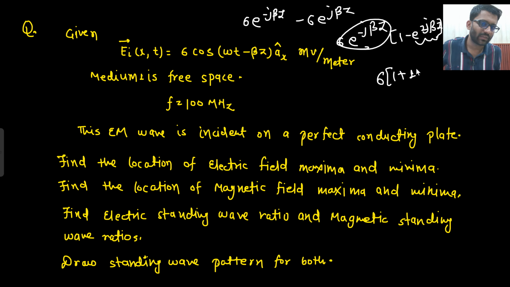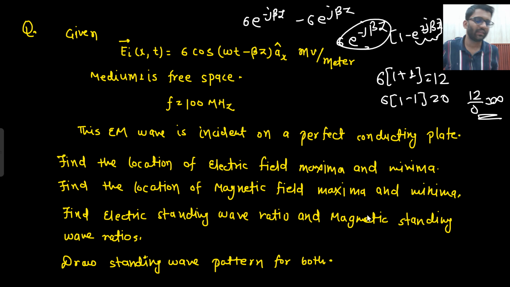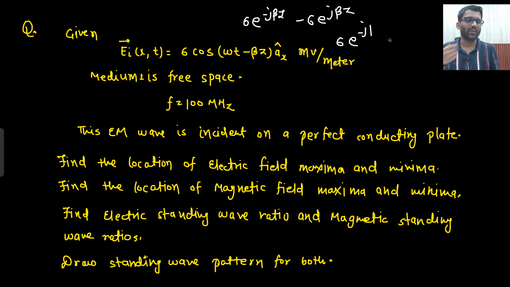So 1 plus 1, what will I be getting? 12. And if I need the minimum value, what will I be getting? 0. So what is my standing wave ratio? Infinity. Okay, and if I need to find the maxima and minima, that also I can find.